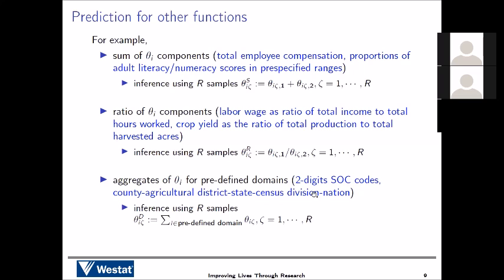And finally, it's again straightforward to construct predictions for aggregates of theta i. In the employee compensation example, we were modeling data at 6-digit codes, which are nested within 2-digit SLC codes. So we can simply aggregate those theta i's within 2-digit codes and construct estimates. From a geographical aspect, if you model data at the county level, then any other aggregates can be constructed, like agriculture districts, states, or census divisions.